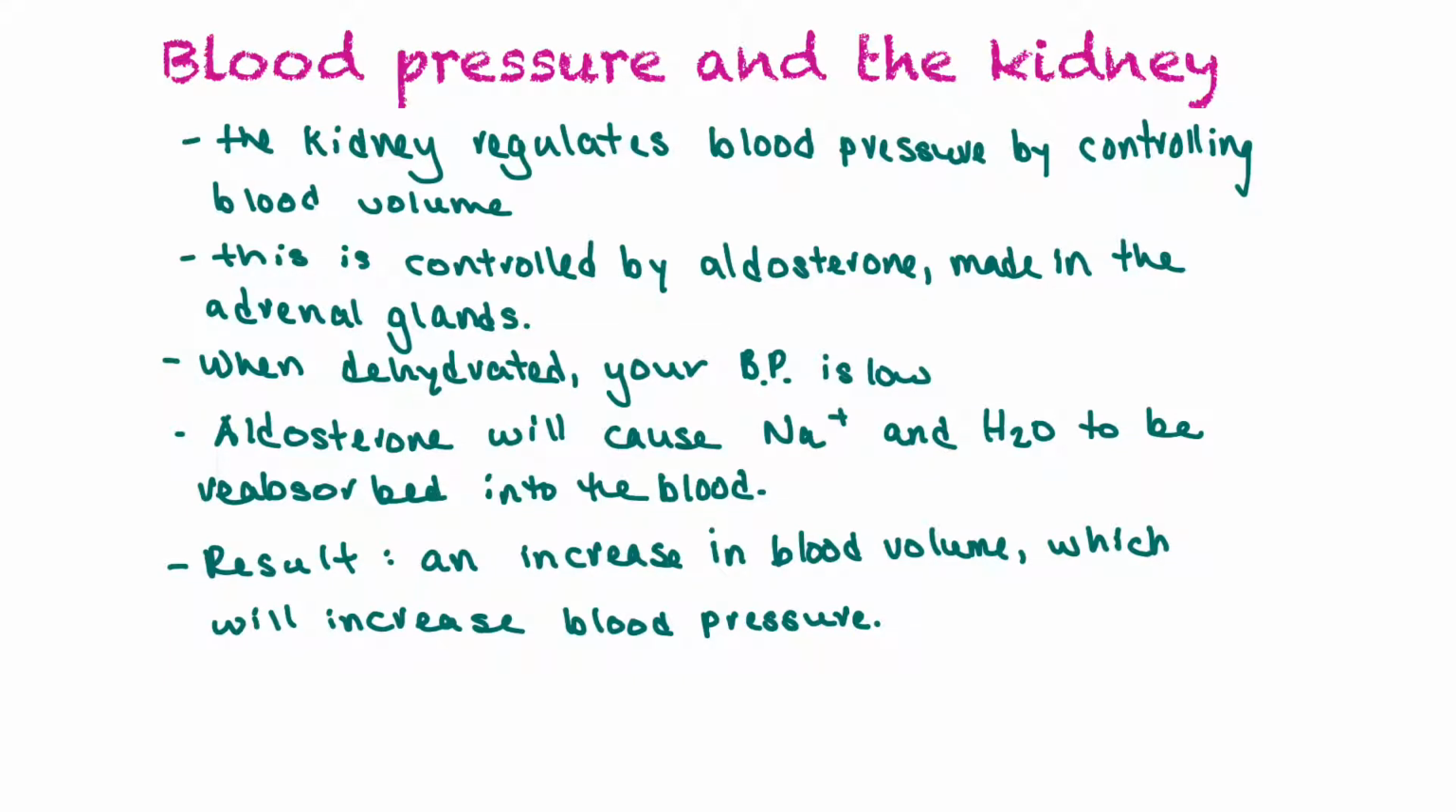The kidney regulates blood pressure by controlling the blood volume. And this is controlled by aldosterone, which is a hormone made in the adrenal glands. And remember, the adrenal glands are perched on top of the kidneys. When you are dehydrated, you'll have low blood pressure, and aldosterone will then cause sodium and water to be reabsorbed back into the blood, which will cause an increase in blood volume, which will increase your blood pressure.